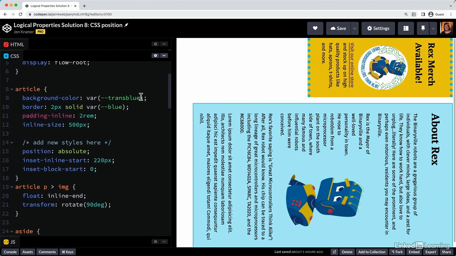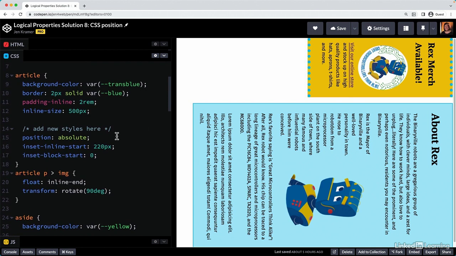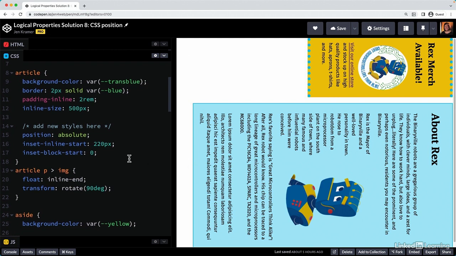For the article, I set this to have a position of absolute and then the inset inline start of 220 pixels and an inset block start of 0. So in other words, what I wanted to do was put this all the way over on the right side of the page to match the writing mode. And I wanted it 220 pixels down from the top of the window here.